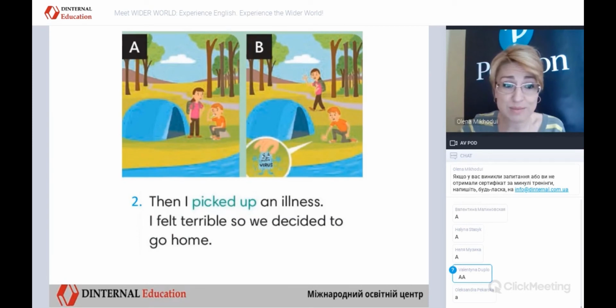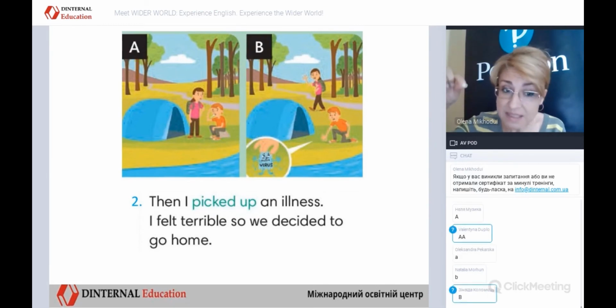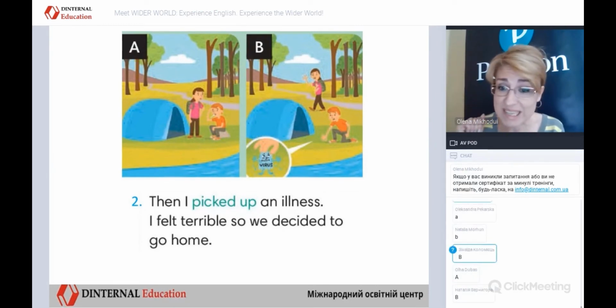Troubles continue. Secondly, then I picked up an illness, felt terrible, so we decided to go home. Number 2, is it A or B? I love this picture.